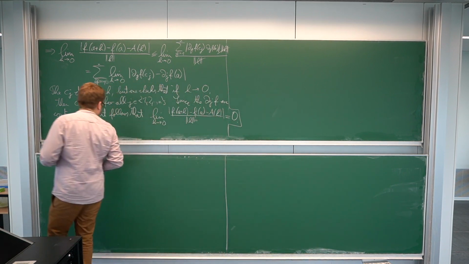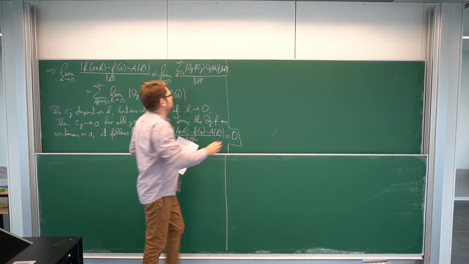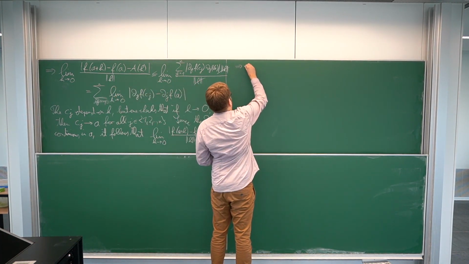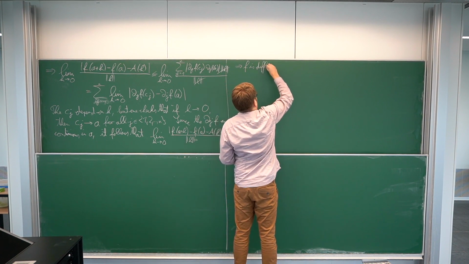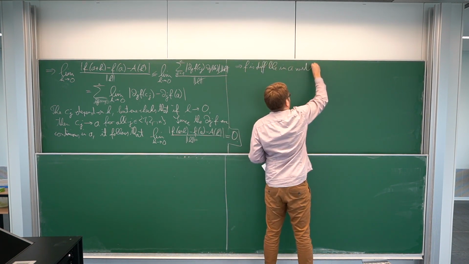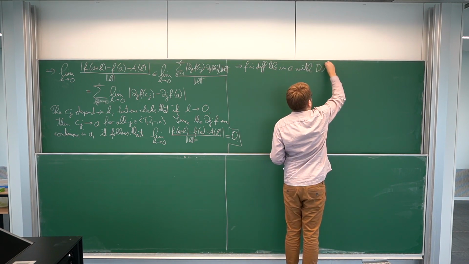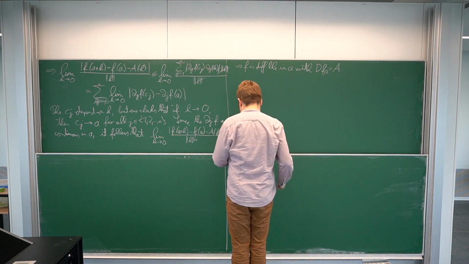Okay, so this is 0. This means that we have shown what we wanted. So f is differentiable in A, and its differential is just this map A. Okay, this is what we've shown.